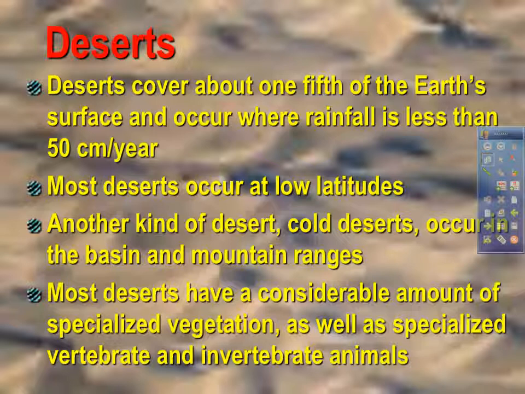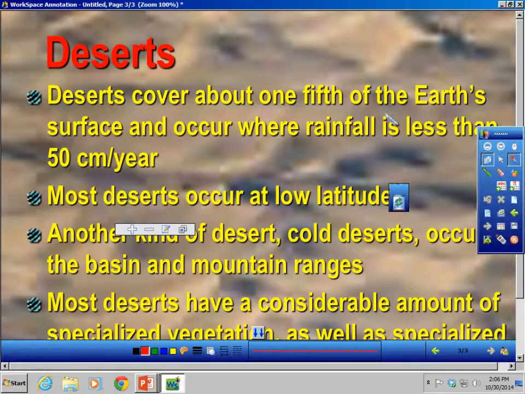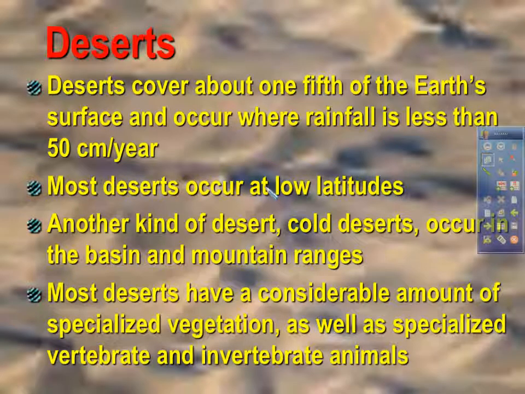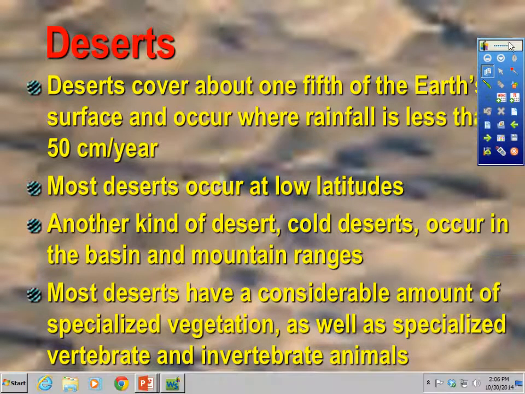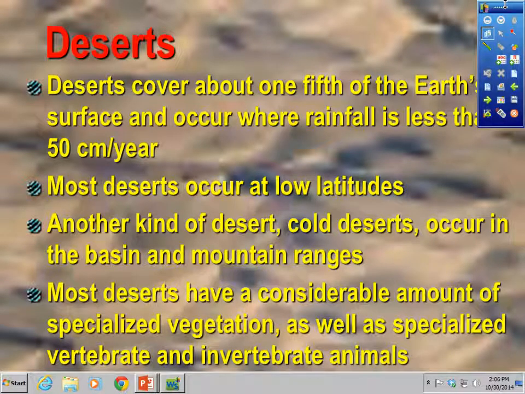Okay, so a desert biome is about 1/5 of the Earth's surface, and again, the prevailing thing is the precipitation. So rainfall is less than 50 centimeters a year. So that is the definition of a desert. Rainfall is less than 50 centimeters per year. Most deserts occur at low latitudes, but there are some cold deserts that occur in mountain ranges and basins, and occur at higher types of latitudes.